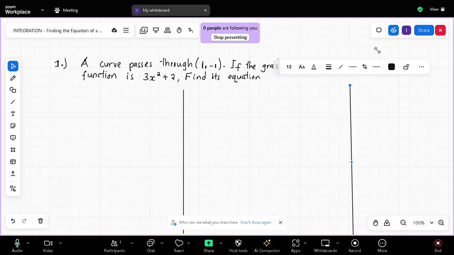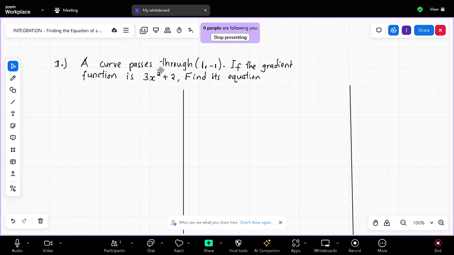Hello guys, in this tutorial I'm going to teach you about integration, and part of it we are going to learn how to find the equation of a curve given a point at which the curve passes. So this is just an integration part of mathematics. So without wasting time, let me just teach you how to solve the equation that is posted on the screen below.